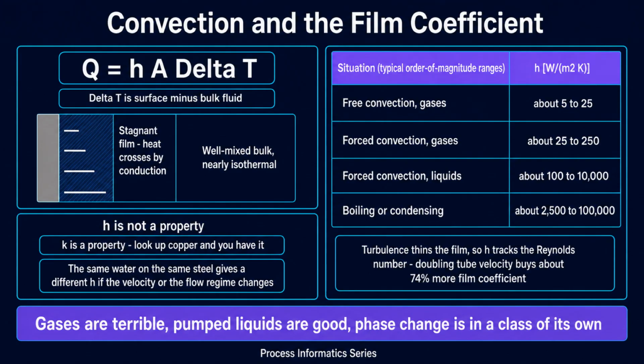As typical order of magnitude ranges, free convection in gases gives 5 to 25, forced convection in gases 25 to 250, forced convection in liquids 100 to 10,000, and boiling or condensing 2,500 to 100,000 watts per square meter Kelvin.